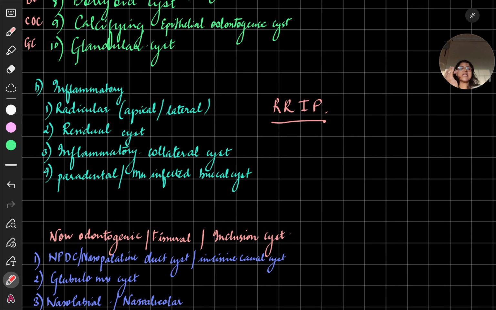Next we have inflammatory, which is under odontogenic. Under inflammatory you will have radicular, which can be apical or lateral, or it is residual cyst. Radicular is present, residual is present, inflammatory collateral cyst is present, and paradental cyst is present. So these are the 4 cysts which are present in inflammatory. To remember this, remember RRIP: 2 times R and IP.